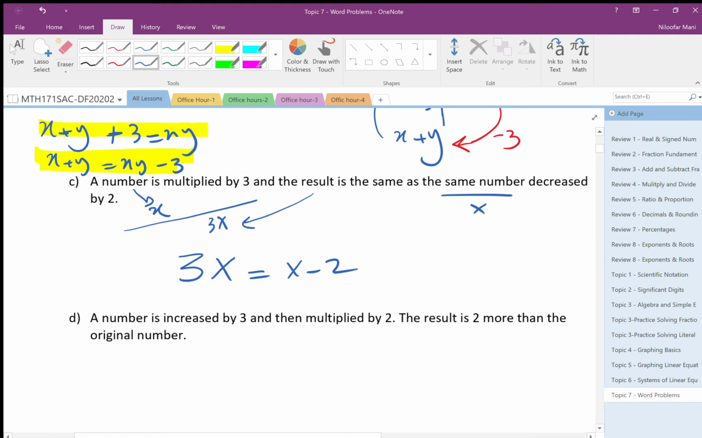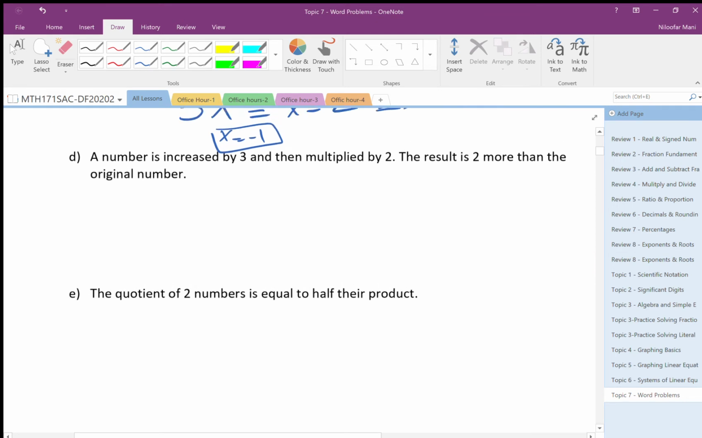Can I find my answer here? Yes, I can, because I have just x and one equation, so I can move all x to one side. So I have 3x minus x equal minus 2. So I have 2x equal minus 2, and x is, sorry, x is minus 1. So 3 multiplied by minus 1 is minus 3, which is the same as the number minus 1 decreased by 2, minus 1 minus 2, and that's correct.